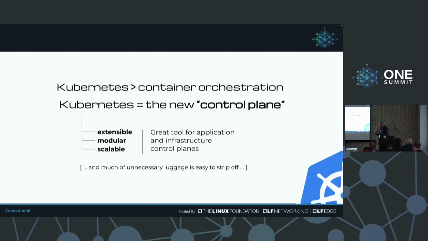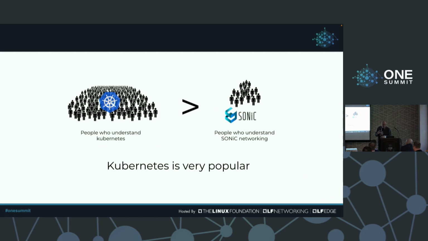And Kubernetes is a lot more than just container orchestration. Kubernetes is basically a control plane. It's very extensible. It's very modular. It scales pretty well, especially for normal network sizes. It's more than adequate. And it's a great tool for application control planes and infrastructure control planes. So you can stitch any sort of control mechanism out of it, and it's extensible through standard means. You can run your own resource definitions, you can write your own operators, and you don't have to hard code anything. It can manage not just normal applications, it can manage anything, and that's a wonderful thing.